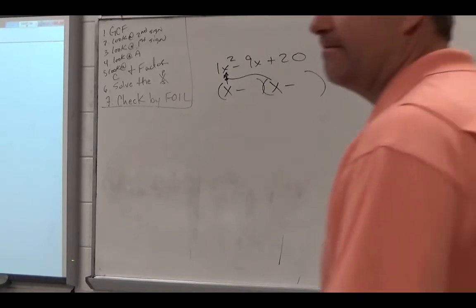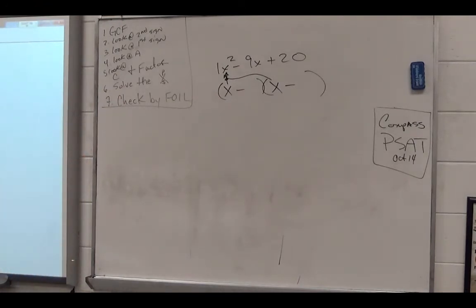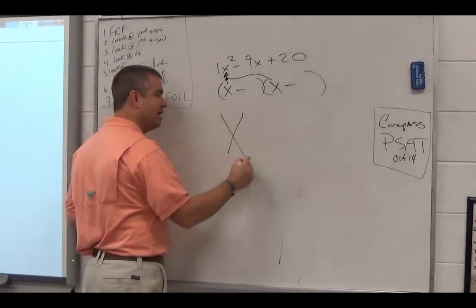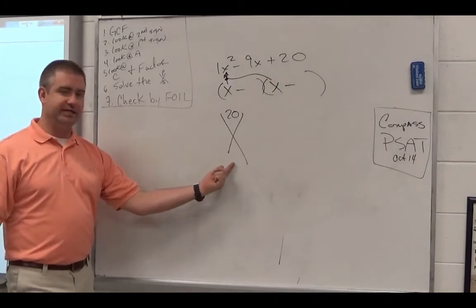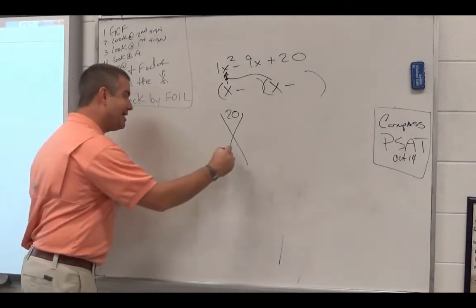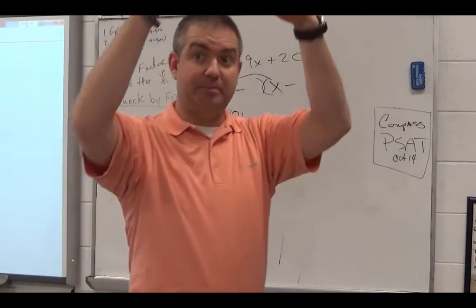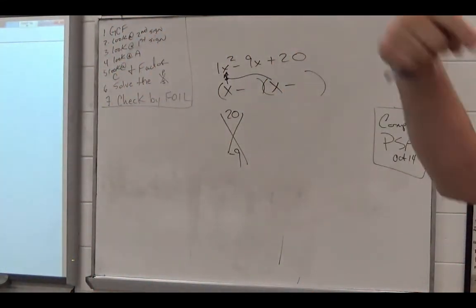What does it say? Read it. You already have it written down. What does it say? Look at C. What is C in this problem? Positive 20. So in your head, you don't have to write this down, but in your head you're putting a 20 right there, and what are you putting down here? A negative 9. Right? What two numbers multiply to give you 20 and add to give you negative 9?